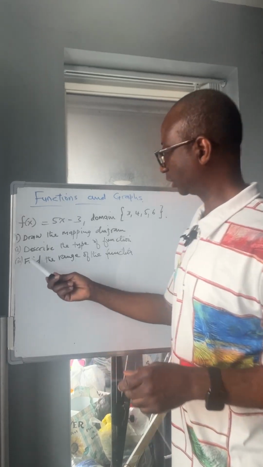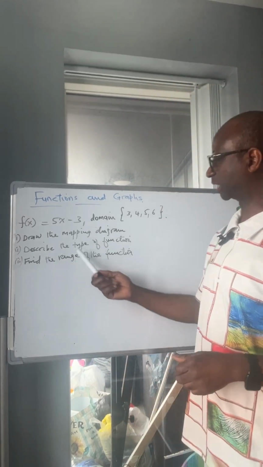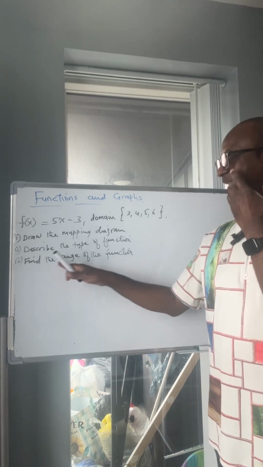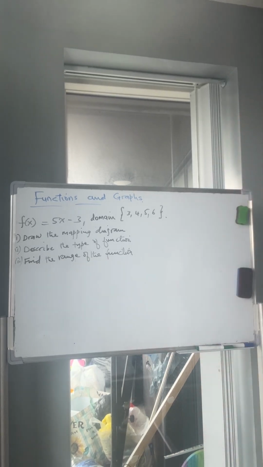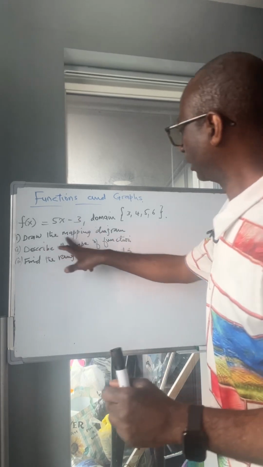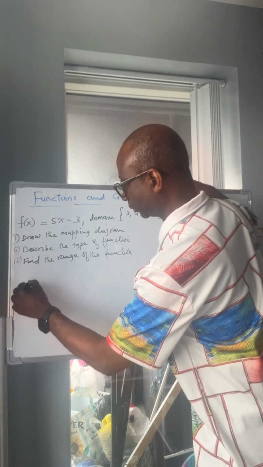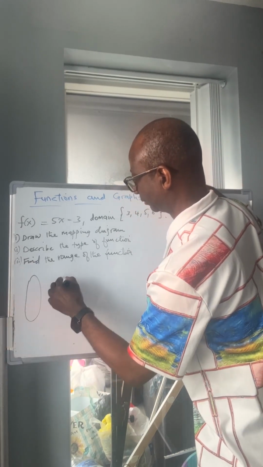And then the second problem says, describe the type of function or describe the type of mapping. Then find the range of the function. So let's jump into it quickly. Now draw the mapping diagram. So what that means, we are going to do these things here.